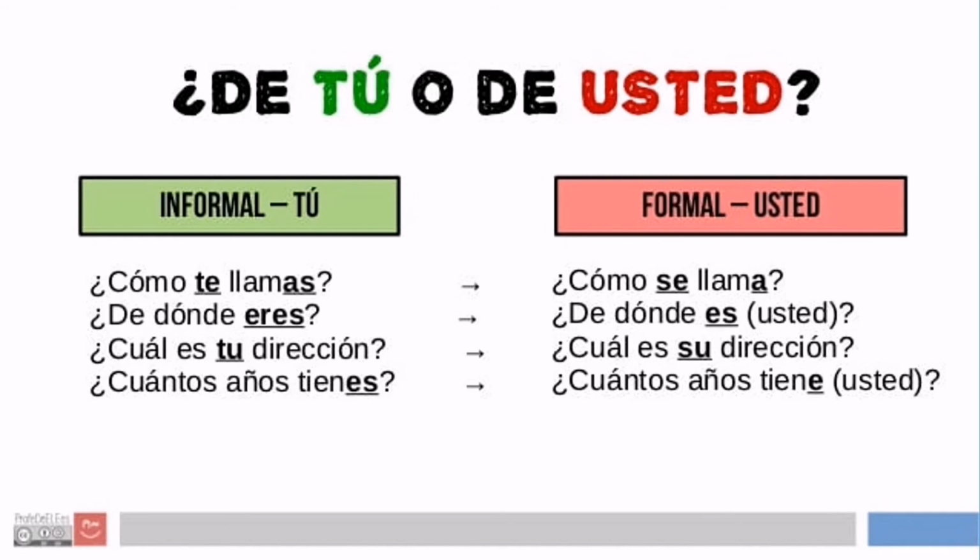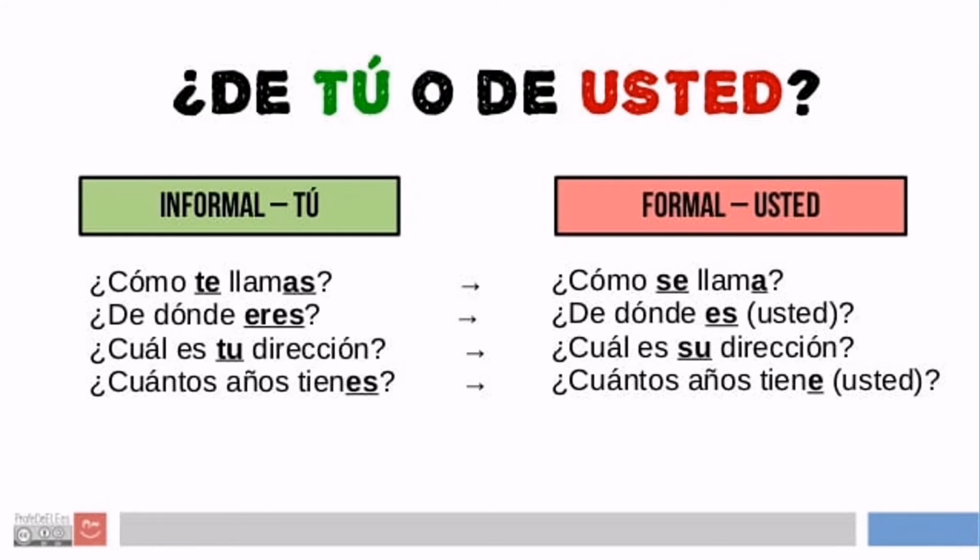Now we have two ways of asking these questions. Whether you're talking to your friend or to someone like your boss or someone you have a formal relationship with, we have two types of questions. So basically we're going to start with the informal way, el informal, and we use tú. So we say, ¿Cómo te llamas? That's for what's your name. ¿De dónde eres? Where are you from? ¿Cuál es tu dirección? Where do you live? ¿Cuántos años tienes? How old are you?